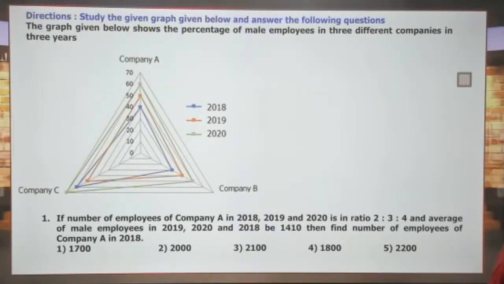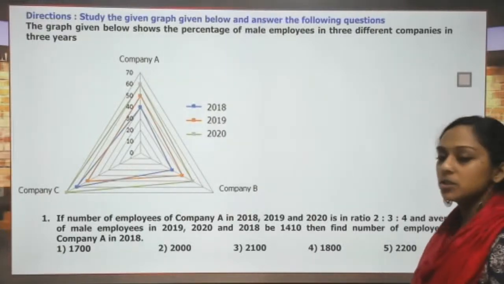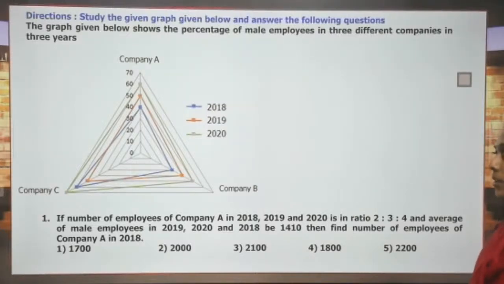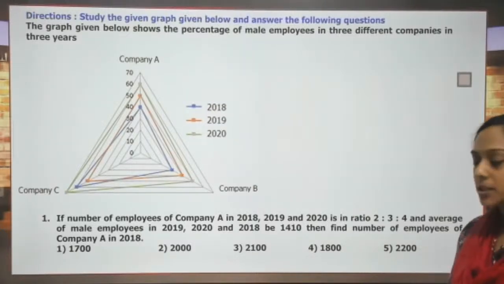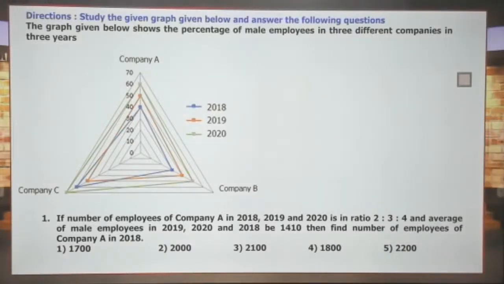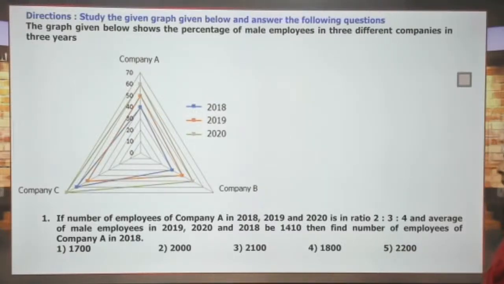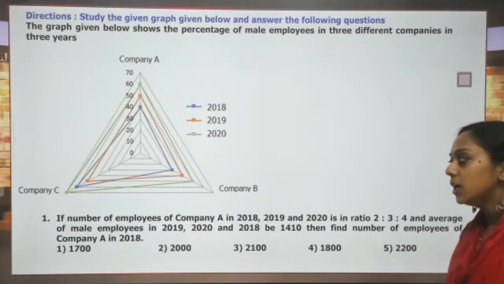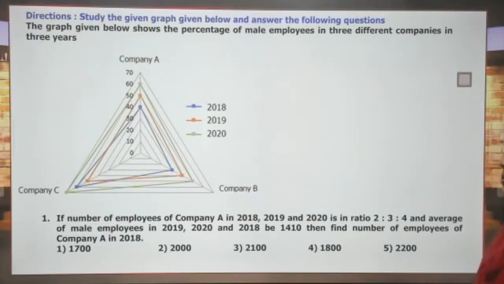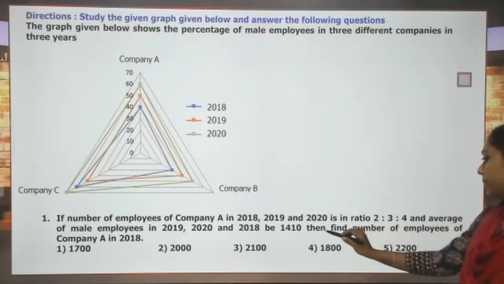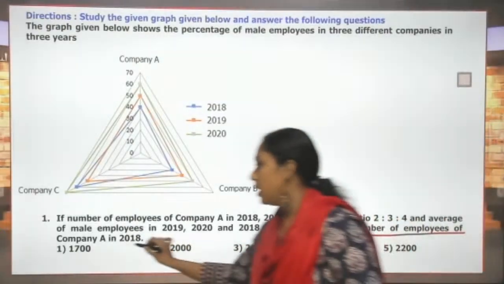So this was a radar graph. 3 companies are mentioned, company A, B and C. The data represents 3 years: 2018, 19 and 20. Our question was, if the number of employees of company A in 2018, 19 and 20 is in the ratio 2:3:4, and the average of male employees in 2018, 19 and 20 is 1410, then find the number of employees of company A in 2018. Okay, so this was our question.